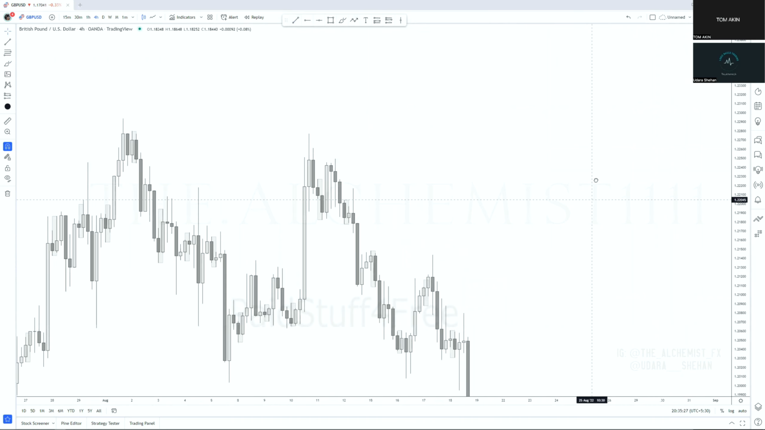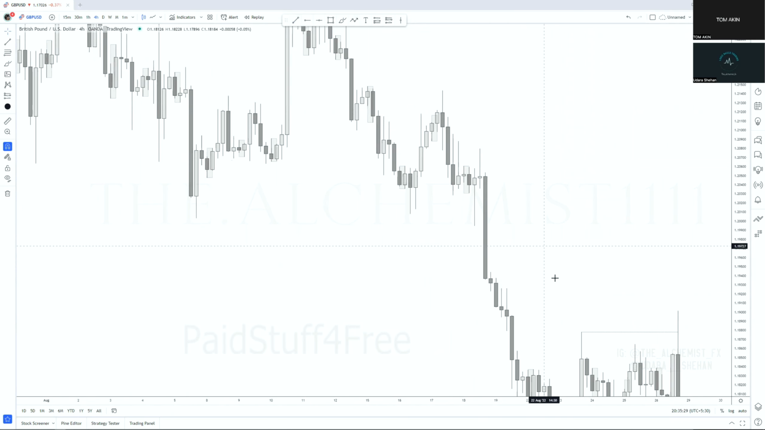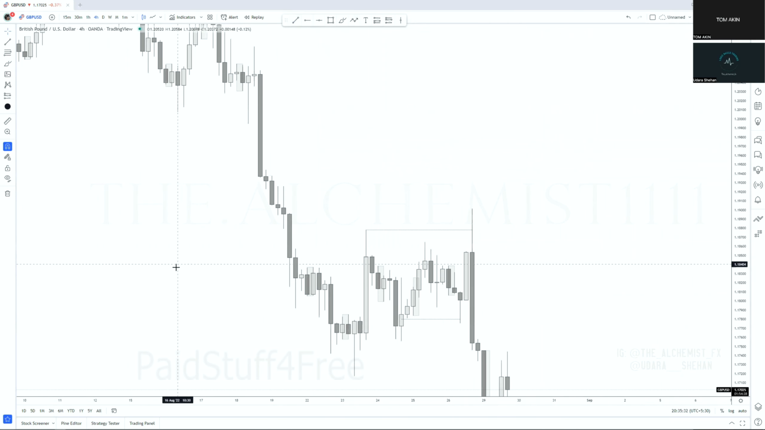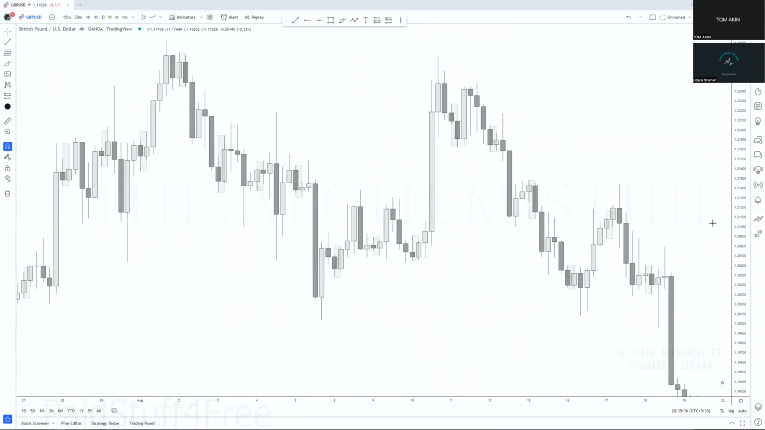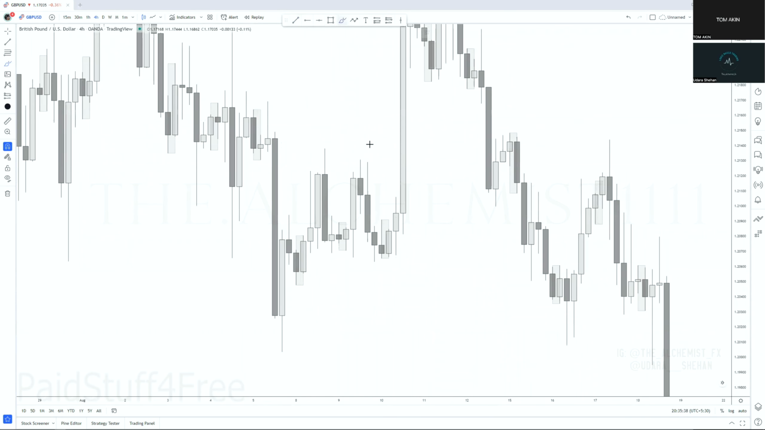When I say a swing high, it's just any three candles. Let me show you a clear example. Something like this is what we want to see. Let's say we pick these three candles. What we want to see is a lower high to the left, a lower high to the right, and the middle candle will turn into your swing high.